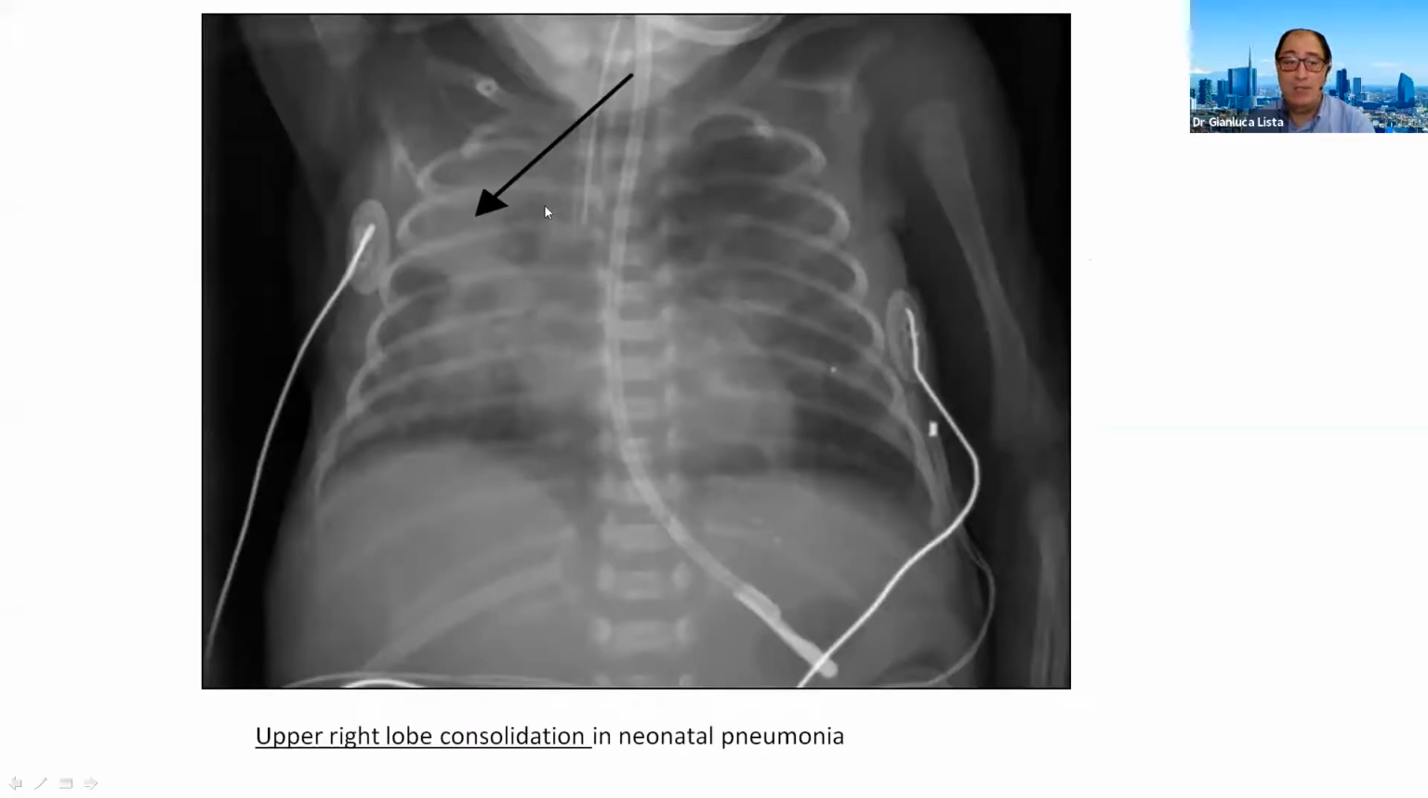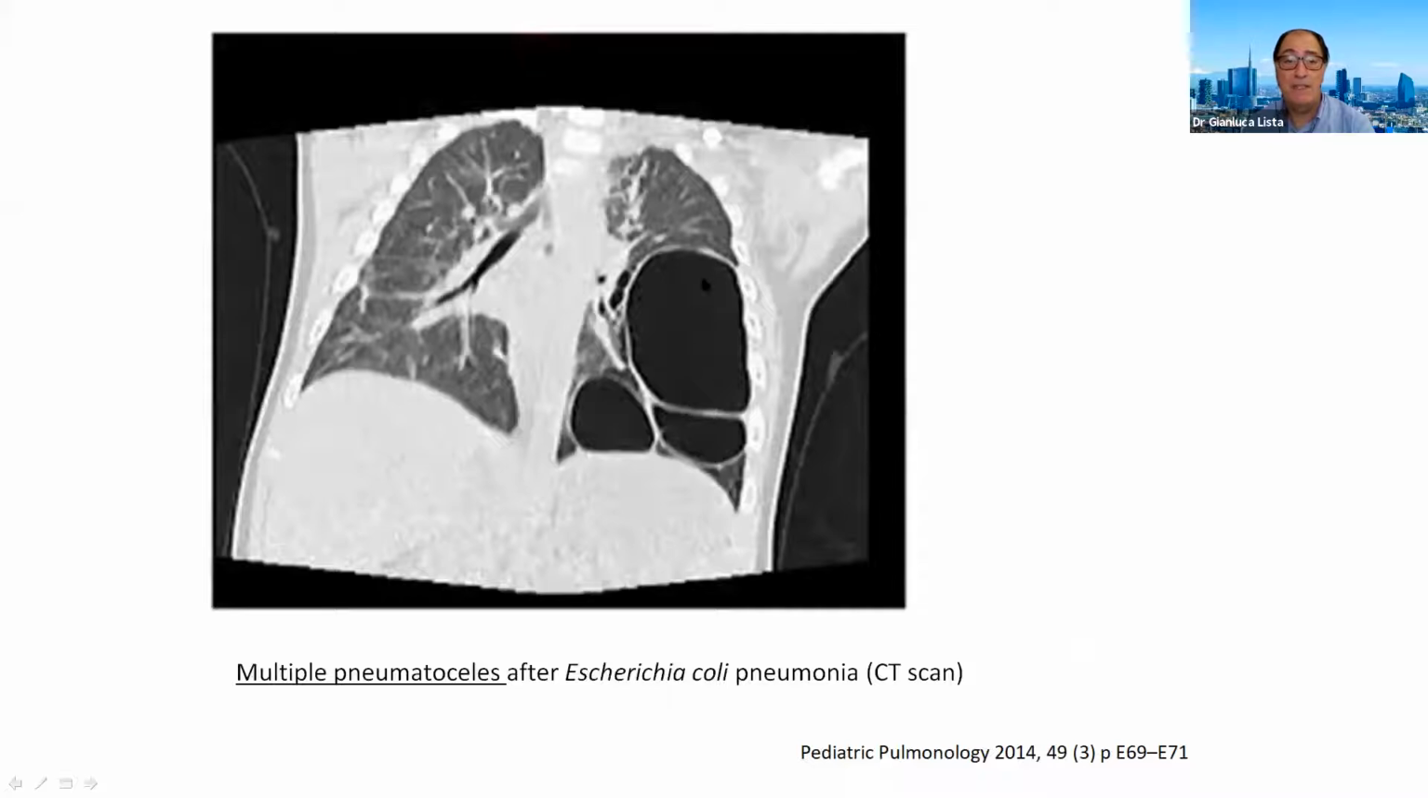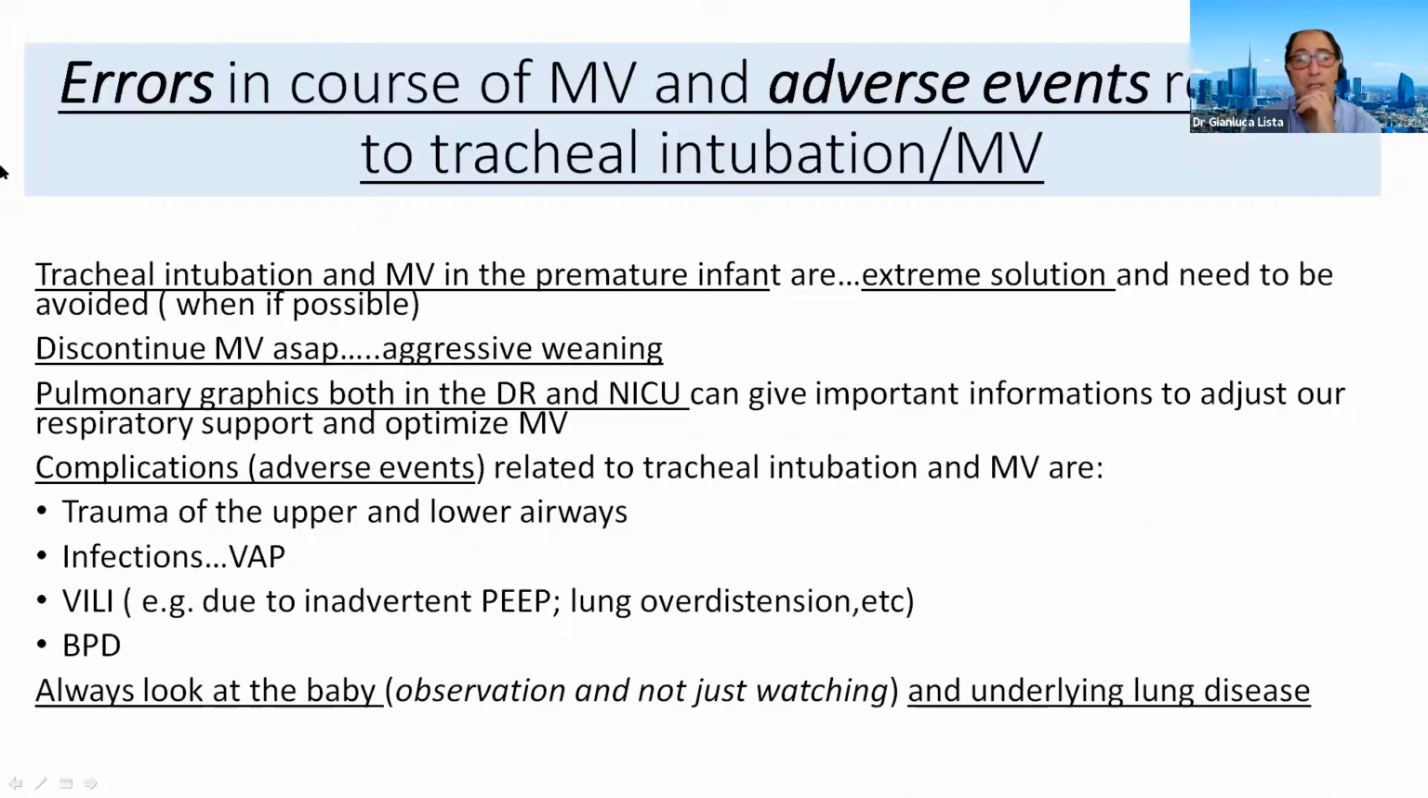This is a situation in which there is an upper right lobe consolidation in neonatal pneumonia. This is another baby with a pneumatocele in Streptococcus B pneumonia. This is a CT scan in a baby with multiple pneumatoceles after Escherichia coli pneumonia.